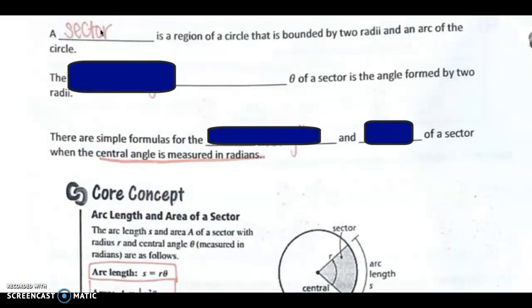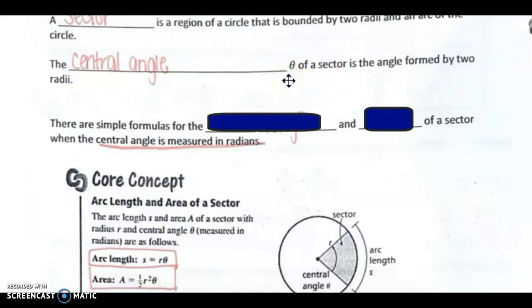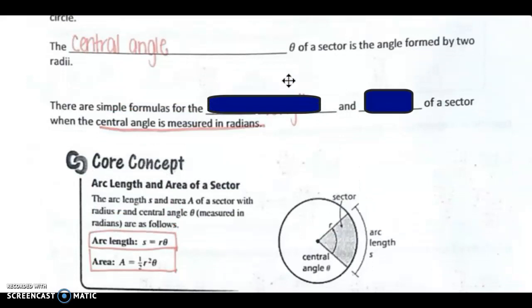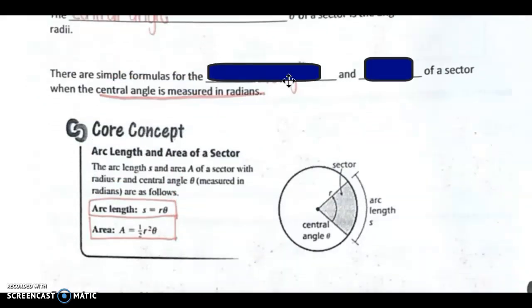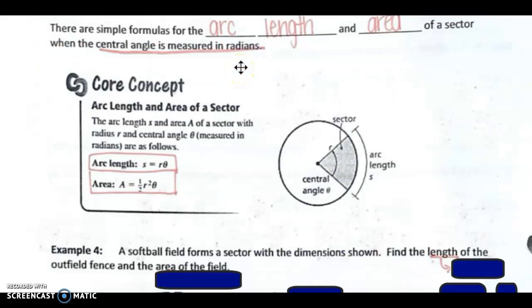So it says, a sector is a region of a circle that is bounded by 2 radii and an arc of a circle. So that makes no sense to you right now, but it will. The central angle theta of a sector is the angle formed by 2 radii. Okay, radii, those are just 2 pieces of a radius. So there are simple formulas for the arc length and area of a sector when the central angle is measured in radians. That is important. This central angle has to be in radians before you can do these.